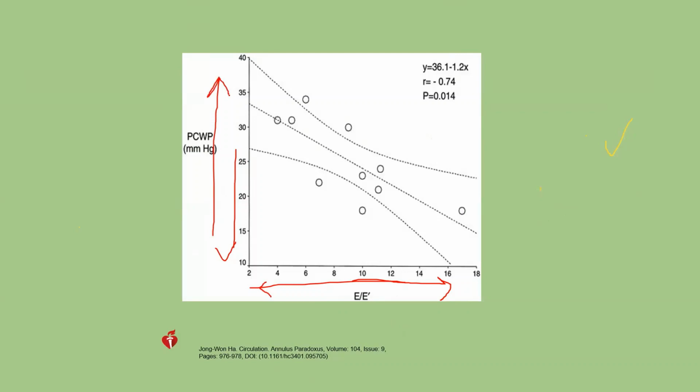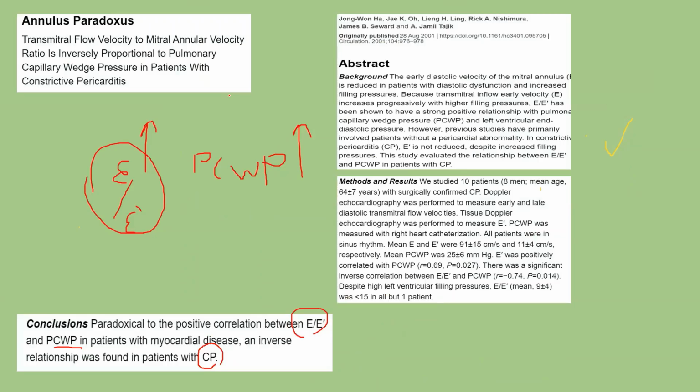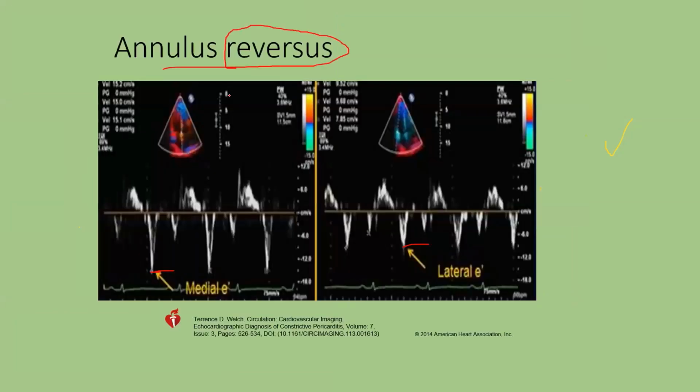This is called annulus paradoxus. So now, in constriction we have annulus reversus.